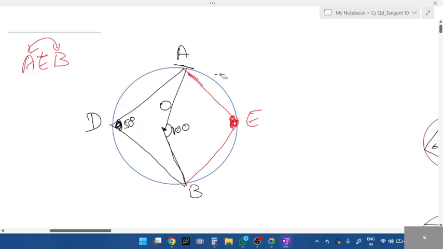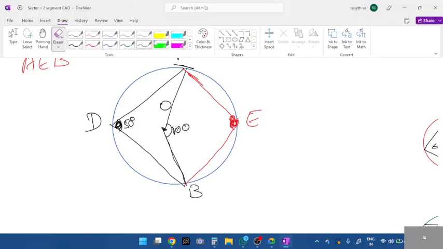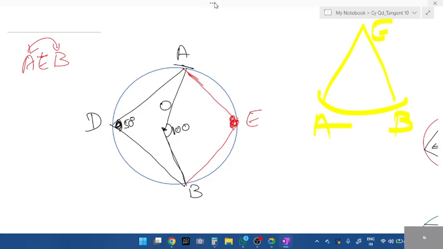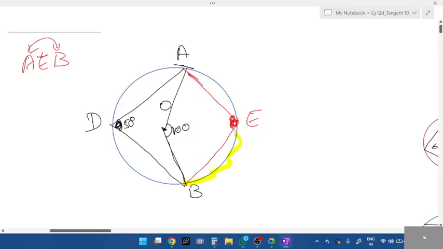E is inside the circle. Tangent is not required. And when I'm talking about AEB, AB should be here, and E should be facing topwards like this. Only then you can apply center and circumference concept. So if you want to find AB, don't take this arc. This is wrong. We need to take the other way. We need to assume the arc like this.